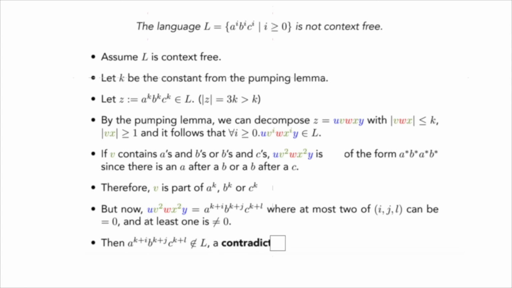This is a contradiction to what the pumping lemma should result in. If the language L was a context-free language, then decomposing and pumping a word in the language should have resulted in a word that is also in the language. But no matter how we decompose the word z, the pumped word is not in the language. So by this contradiction, we can conclude that our initial assumption that this language is context-free is wrong. This language is in fact not context-free. So, using the pumping lemma, we've just proved that this language is not context-free.